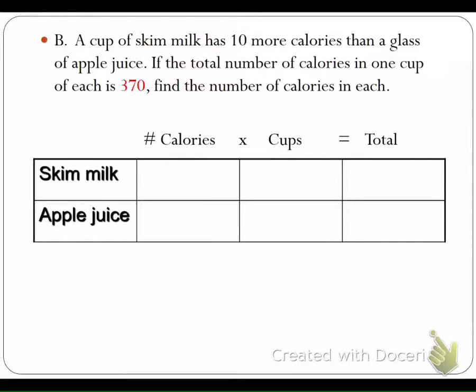All right, what do I know about the calories? There's 10 more calories in a glass of apple juice. So whatever variable I use here, I'm going to use that same variable plus 10 down here, okay? Now, what's the amount of each? 1 cup. So I'm going to have that set up.